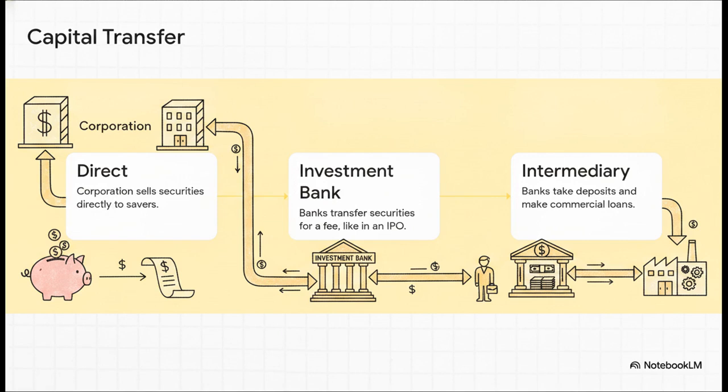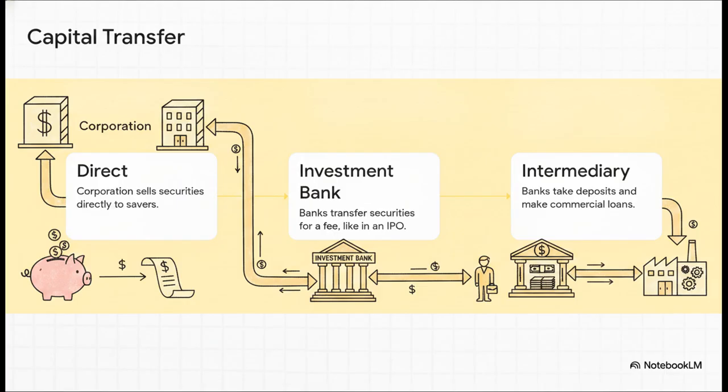Let's actually trace the journey of a single dollar as it flows from a household saver into a corporate borrower. It typically travels through one of three main pipes. First, you have a direct transfer, where a business just sells its securities directly to a saver. Boom, done. Second, you have an indirect transfer through an investment bank. Think of an initial public offering, where the bank acts as a middleman, transferring the securities and taking a fee for the trouble. And third, an indirect transfer through a financial intermediary, like your local commercial bank.